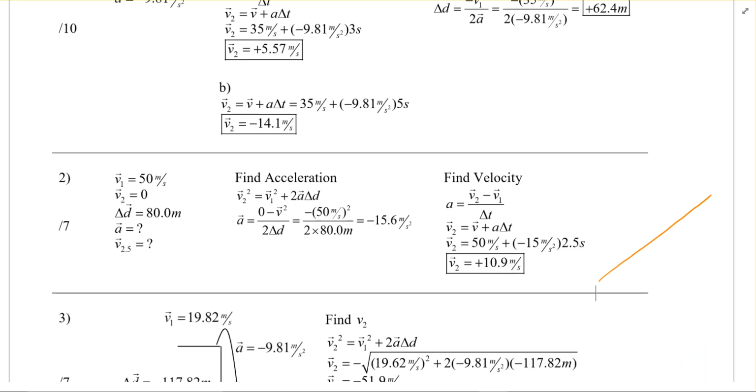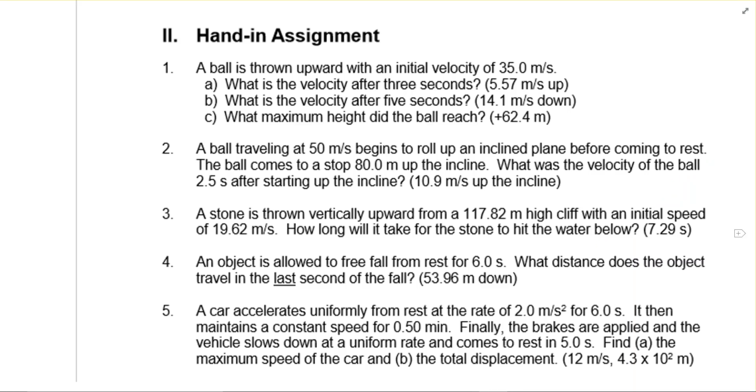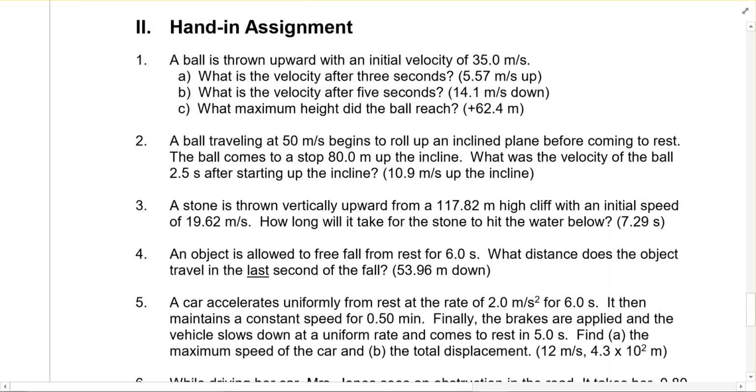Number 2 might have been a little bit trickier, because what you need to do first is find acceleration. So if you look back at the question, I'll give you more context. It says a ball traveling at 50 meters per second begins rolling up an inclined plane before coming to rest. The ball comes to a stop 80 meters up the incline. What was the velocity of the ball that far after starting up the incline?